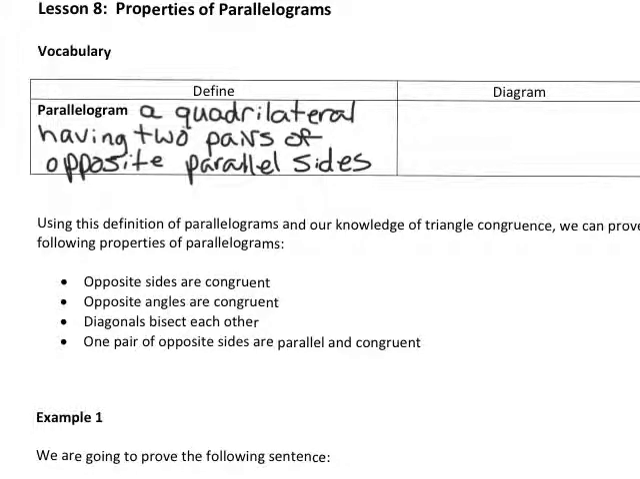In this lesson, we're going to talk about properties of parallelograms. And we're first going to define a parallelogram. A parallelogram is a quadrilateral, that's a four-sided polygon, having two pairs of opposite parallel sides. So the standard diagram for a parallelogram looks like this, and we can mark the parallel sides.